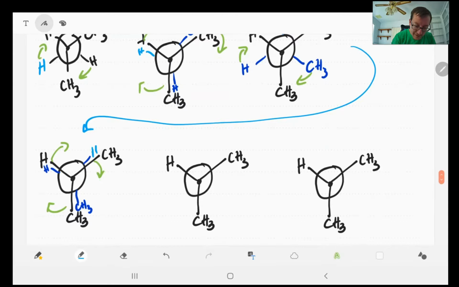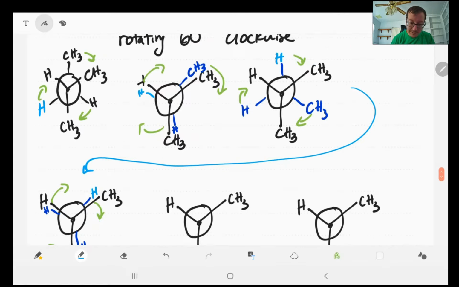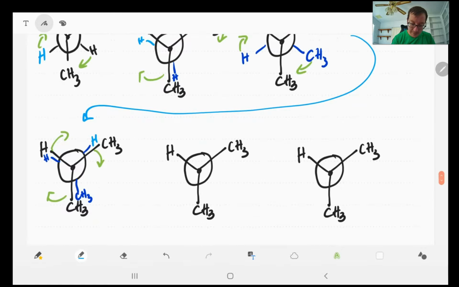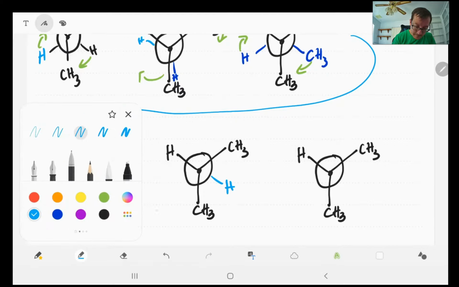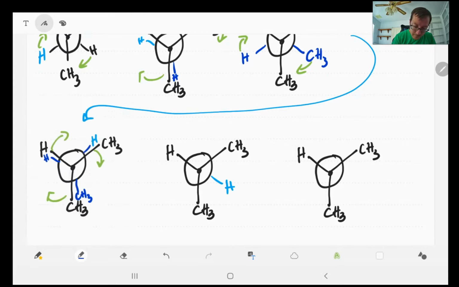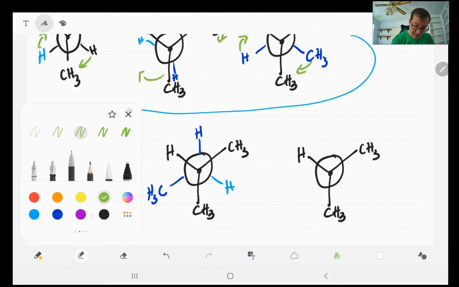So I'm going to actually draw this H in light blue so we can see it moving around, so it's different from the other H. Okay, so if we keep moving it, now that blue H is out here. We now have our methyl group here. And then we have our hydrogen up. And then we rotate yet again.